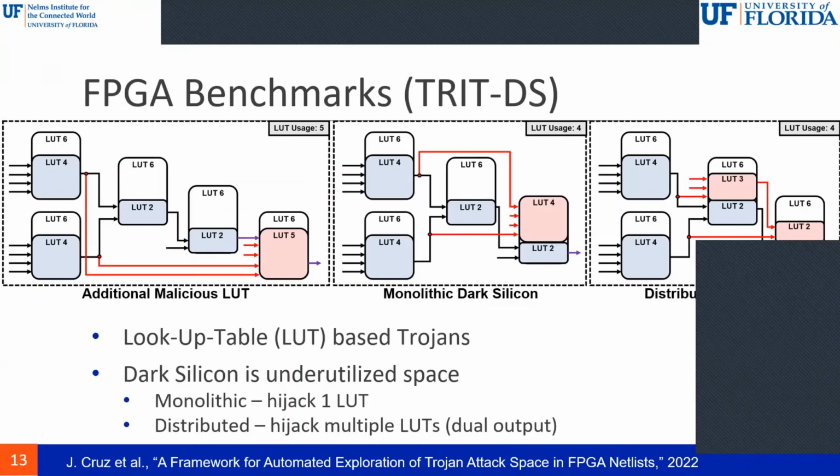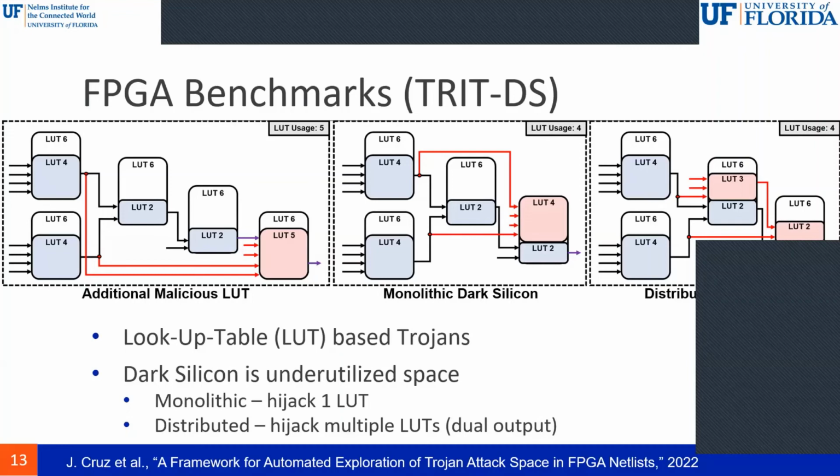We take advantage of that in 2 ways. One is monolithic, where we only hijack 1 LUT to implement the Trojan. Or we can cascade multiple underutilized LUTs to form a distributed dark silicon Trojan. This only applies to the newer FPGA technologies, which utilize dual-output LUTs. In that way, we're able to insert this Trojan without perturbing the original functionality.